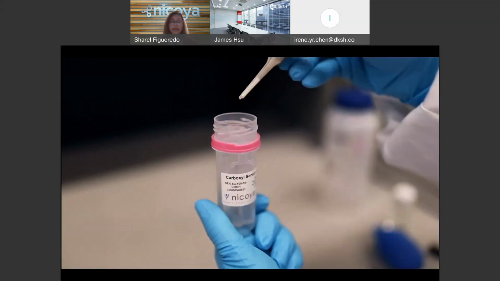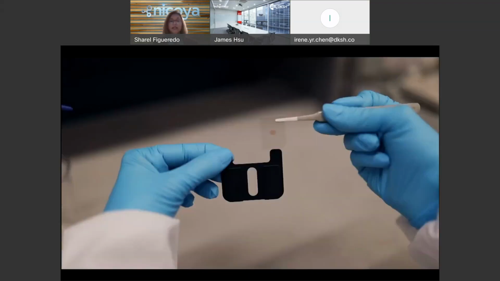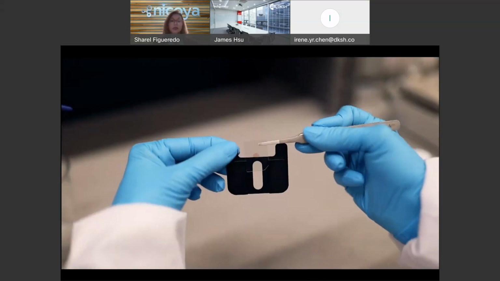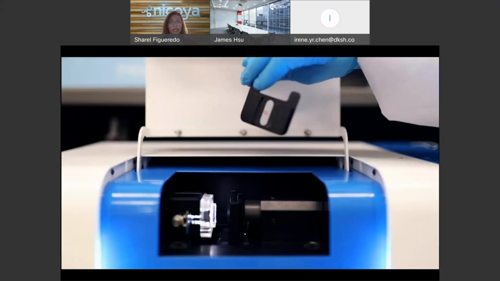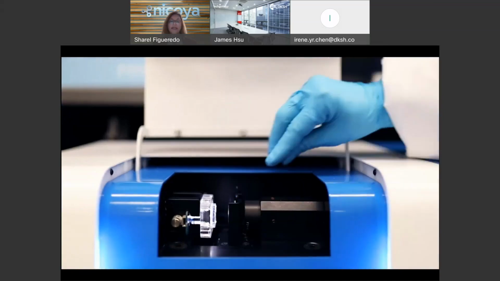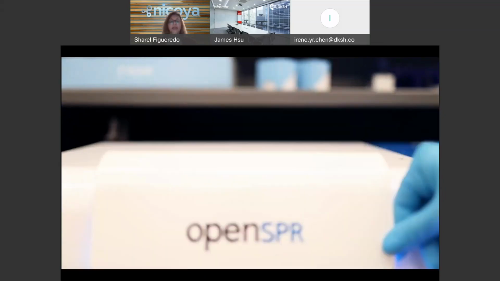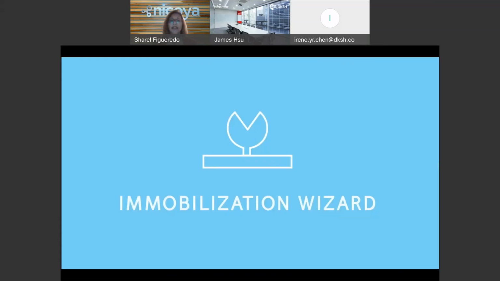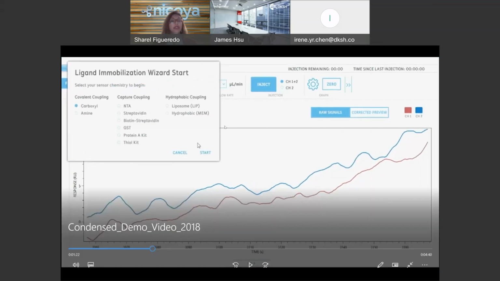As you can see, the sensor is really very small. It's just a glass slide. It's rinsed and then placed into the chip holder, which is then loaded inside the Open SPR instrument. And then from then on, the Open SPR software is able to begin the acquisition. We're going to use an immobilization wizard, which is where you are able to choose which sensor chemistry you are going to run.